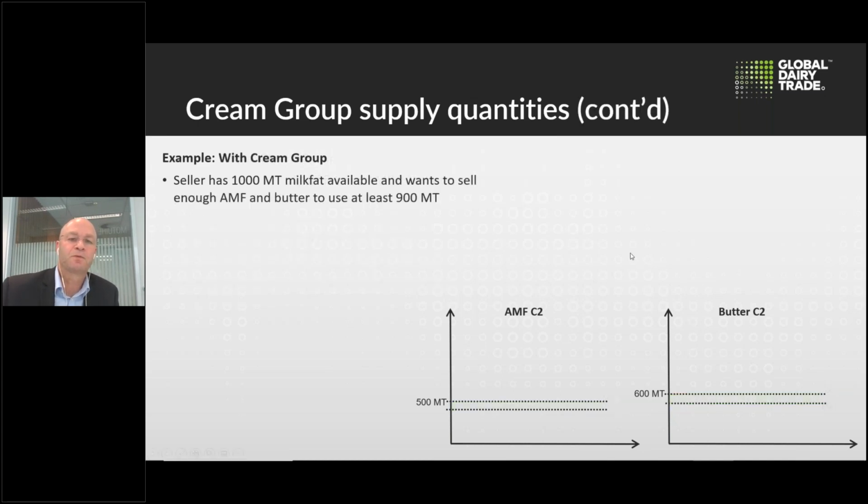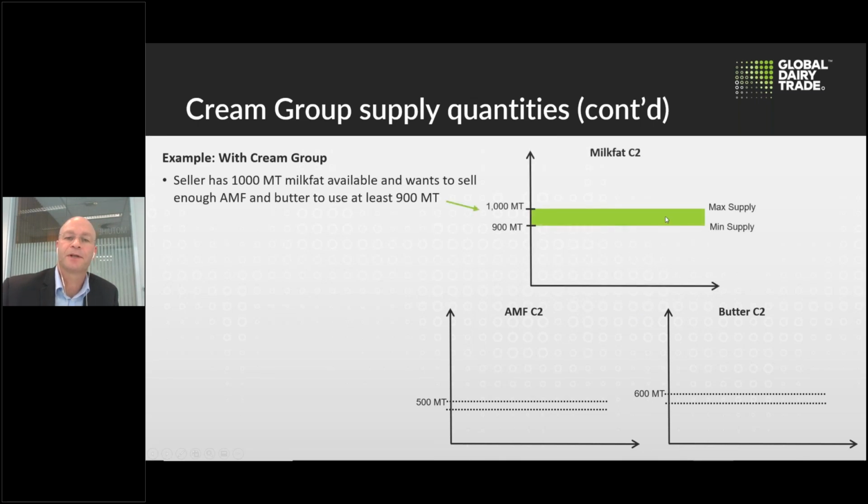So now what happens with the cream group? The seller has 1,000 metric tons of milk fat they want to sell. They want to sell at least 900, not less than 1,000. And say the seller wants to sell at least 300 metric tons of each of the products. So 300 of AMF and 300 of butter, because they don't have full flexibility or they want to make sure they're providing at least a base level of product to their customers.